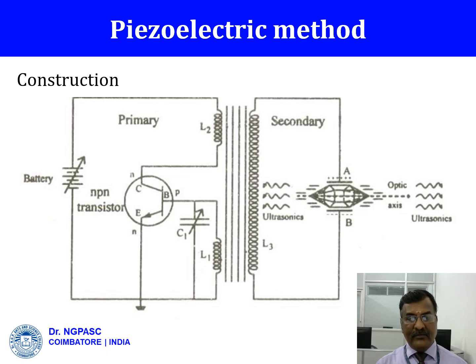One end of the variable capacitor is connected to the base of the NPN transistor, and the other end of the variable capacitor C1 is connected to the emitter of the NPN transistor. One end of the inductor L2 is connected to the collector of the NPN transistor, and the other end of the inductor coil is connected to the positive terminal of the battery and the emitter of the transistor.